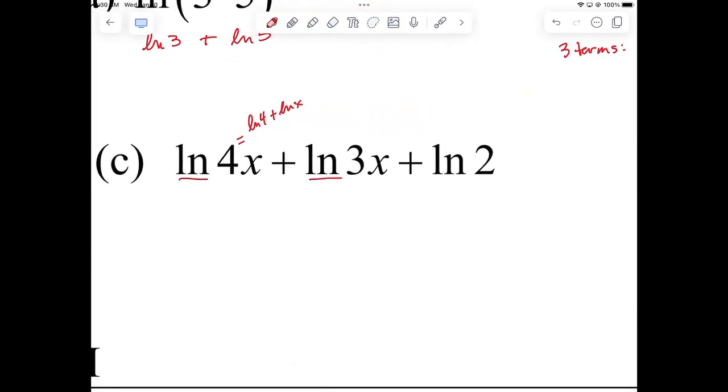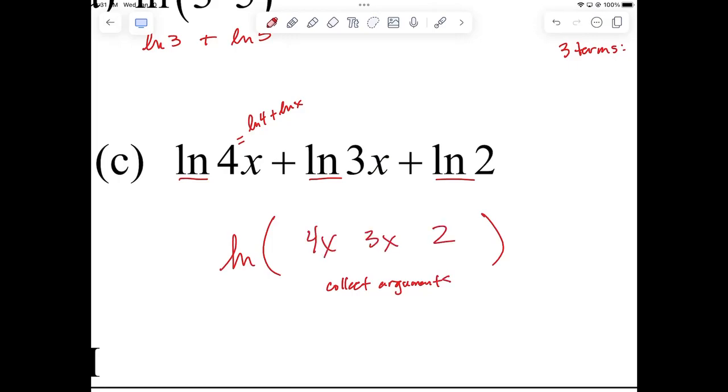So here's what I'm going to do. I have natural log plus natural log plus natural log. So to condense it, I pull one natural log out front, and now I'm going to put parentheses around the argument because I want to collect things. I want to collect the arguments here inside my new argument. So it's going to be a 4x, a 3x, and a 2. And what do I do in between those expressions? Do I multiply them or add them? I multiply them, okay? When we condense, addition becomes multiplication.